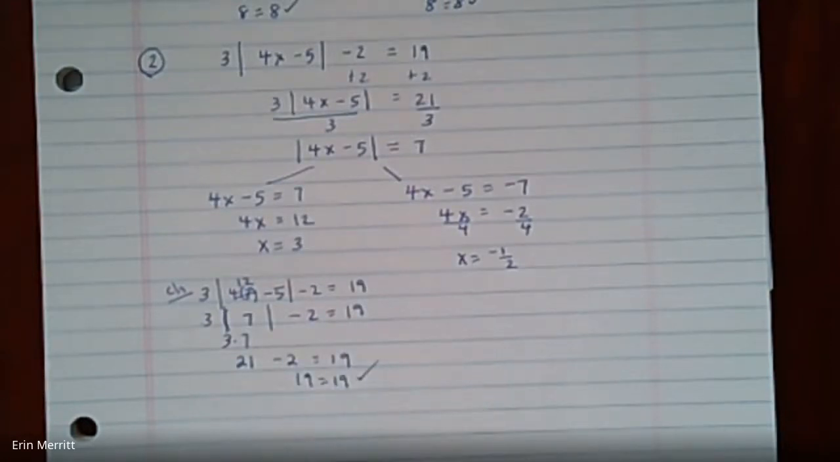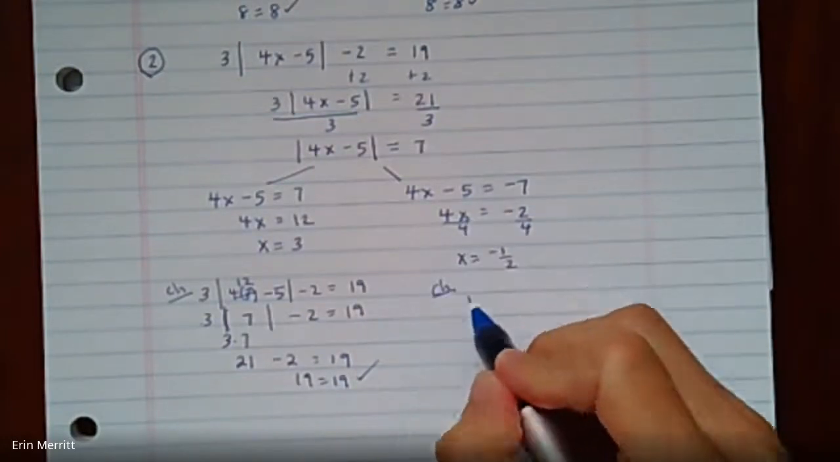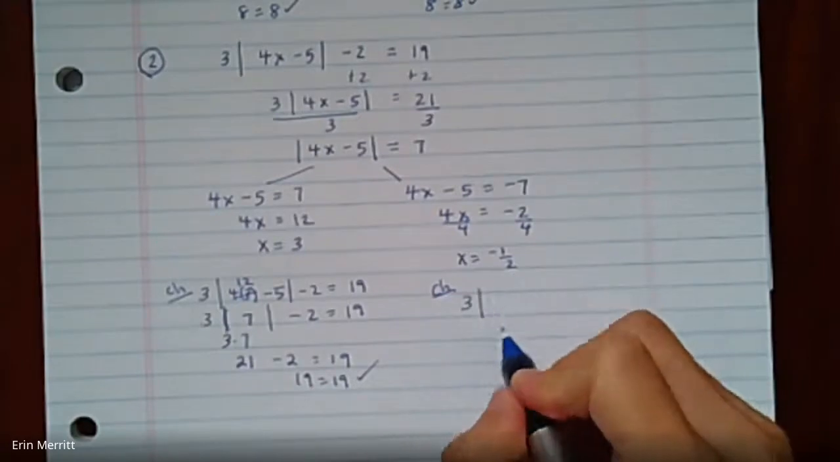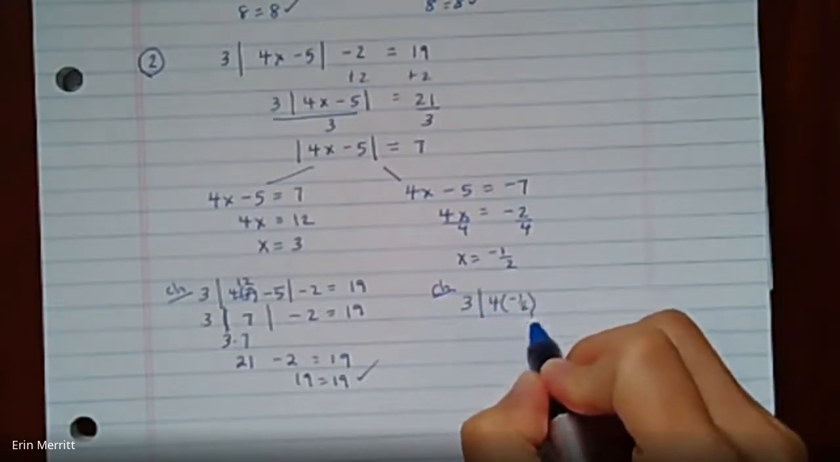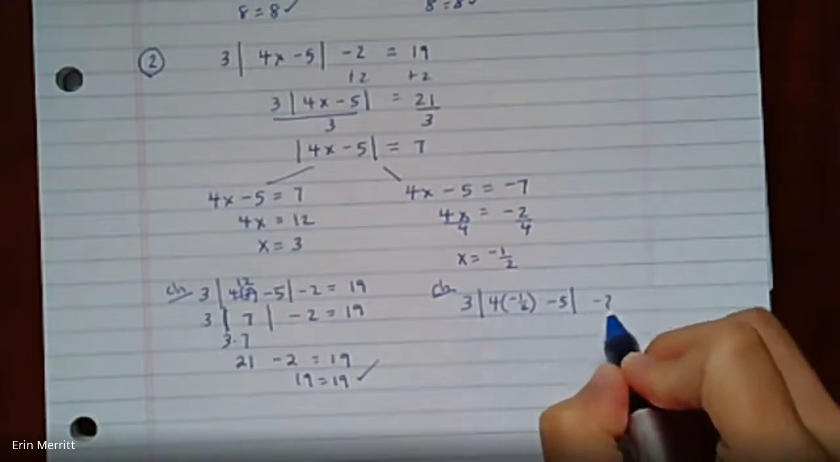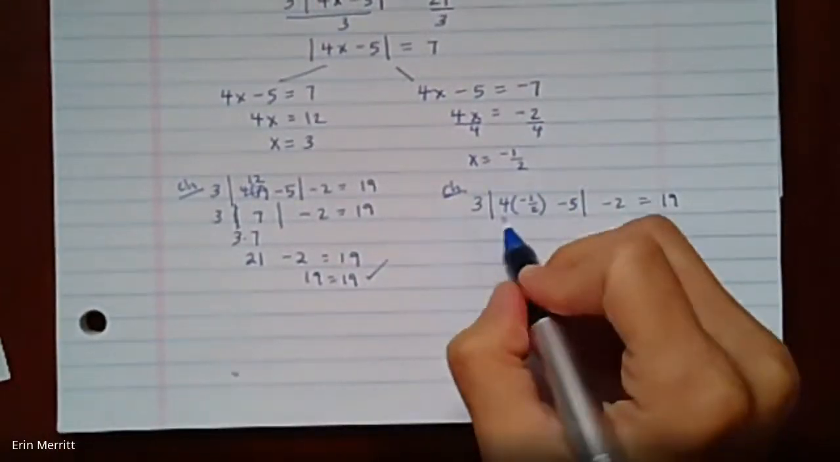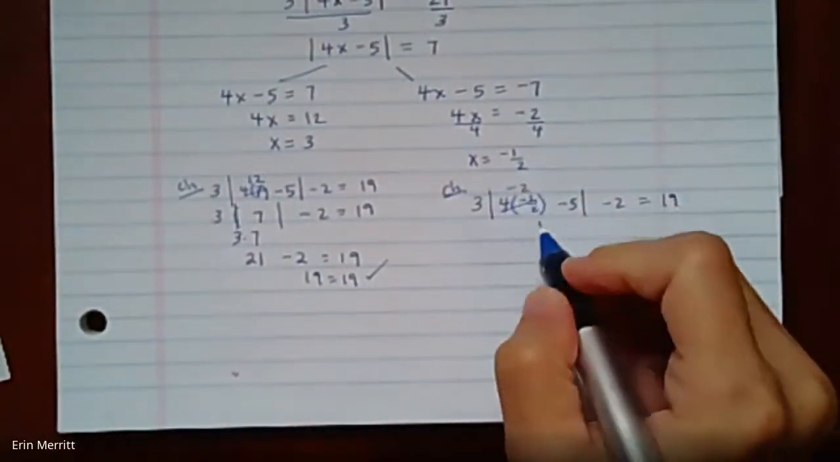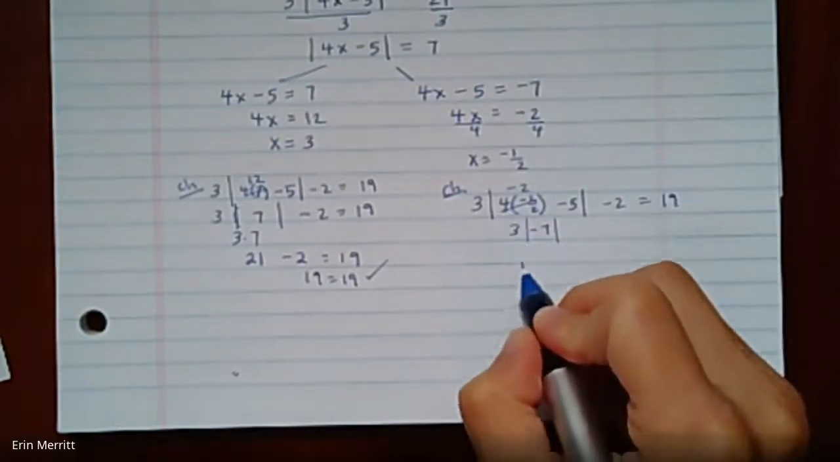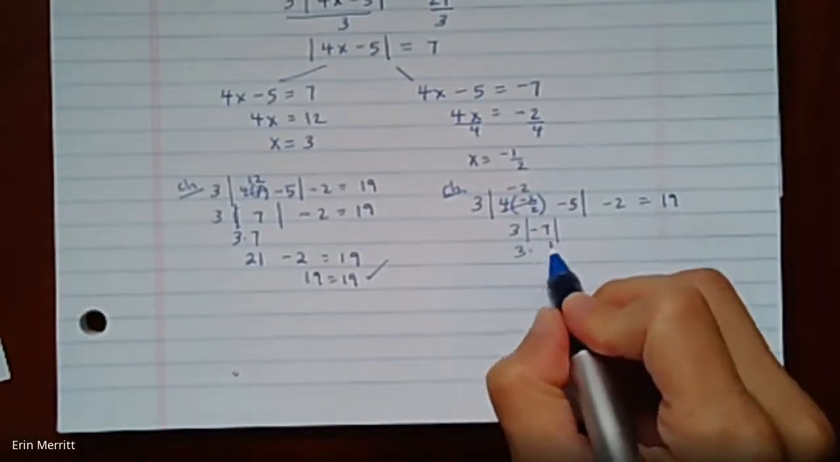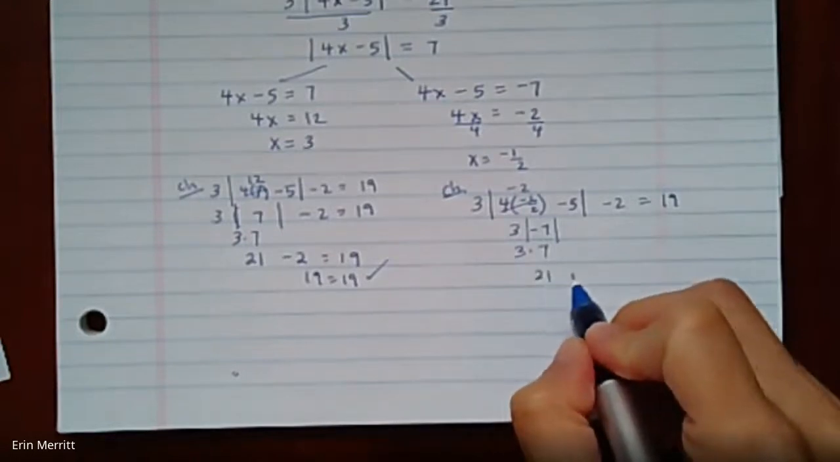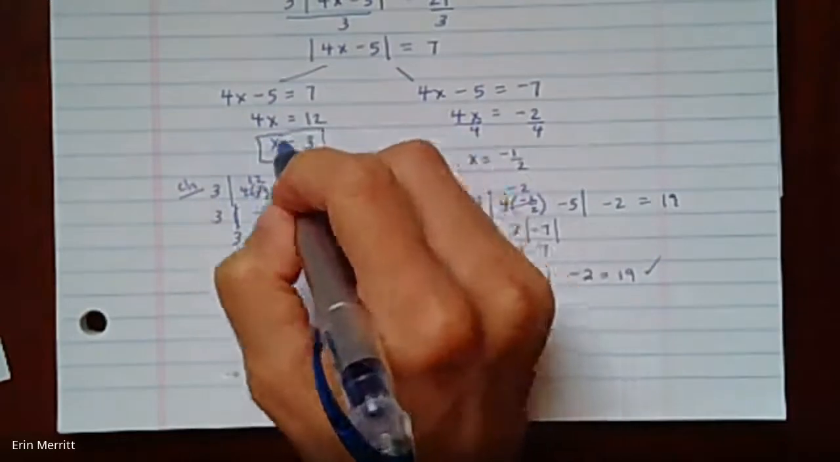All right, so make sure it works. Don't just put a check sign and be like, yep, I'm happy. Make sure it actually works. Same thing over here. If we do 3 times the absolute value of 4 times negative a half, and then subtract 5. If you need your calculator to assist you with some of the calculations, do it. It's perfectly fine. So this would give us negative 2. Negative 2 minus 5 is negative 7, but then you're going to take the absolute value. So the absolute value is plain old 7. So again, I get 21 minus 2 is 19, and we're good to go. So both of those answers work.